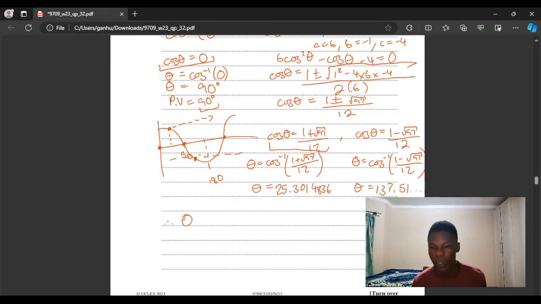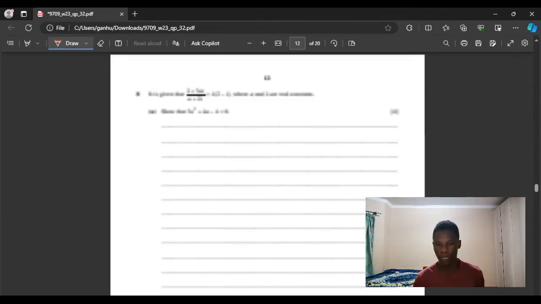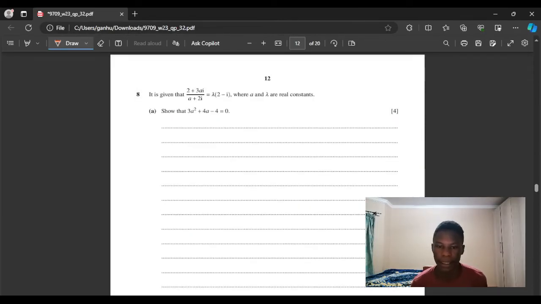We can come here and say, therefore, theta is equal to, if we're in degrees, we give our answers correct to 1 decimal place. So that's 25.3 degrees, as over there. If it's exact, you give it exactly as it is. So if theta is 90 degrees, and finally 137.5 degrees, and that's our final answer.